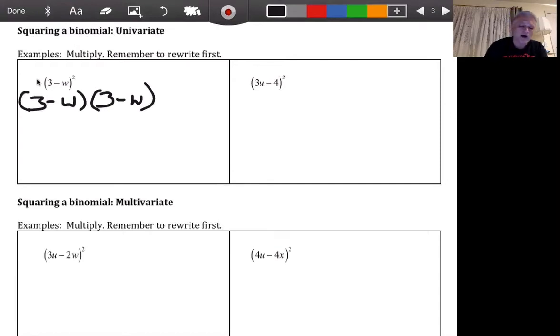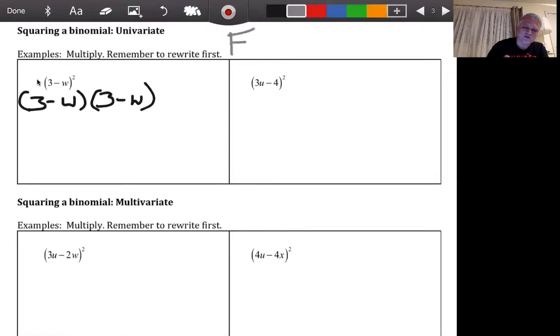Now, are these conjugates? No. You have minus and minus. So that means we're going to end up with middle terms here that do not cancel. And that's fine. Let's FOIL this little baby out here.